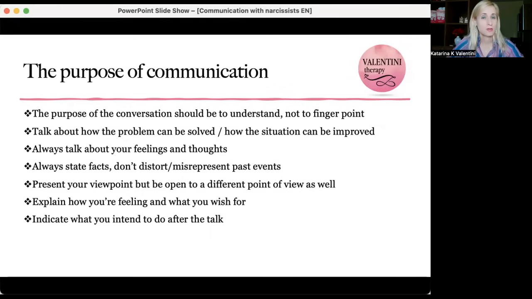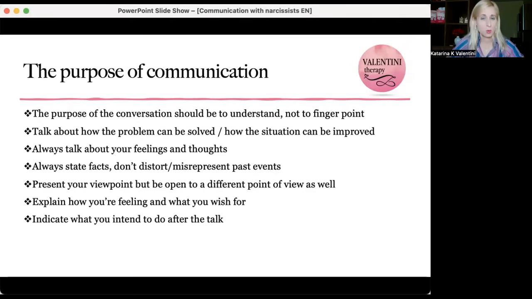He was probably involved in many of those past events and probably has a different recollection of what happened, who said what, and so on. Present your viewpoint, but be open to a different viewpoint as well. It's always frustrating to have a conversation with somebody for whom you see immediately that that person is not going to budge an inch, that he's just too stubborn to even consider changing his mind. So be open. Explain how you're feeling and what you wish for.